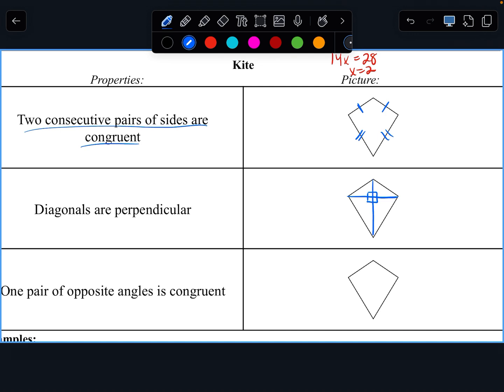Okay. The kite will not fly. If you've ever made one of these, it will not fly if they're not perpendicular. So anyway, remember that these sides are the same, right?